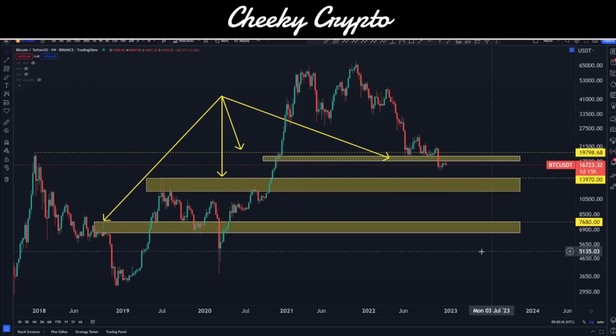So here you can see we've got these key levels. We speak about these quite a bit. We have, obviously, the first one, which is the previous 2017 all-time high. That's the dashed line at the top here.